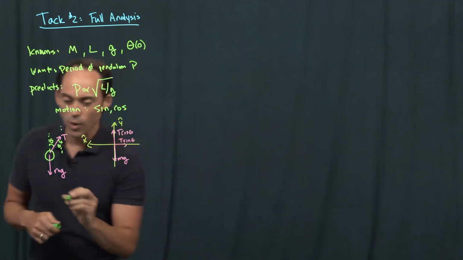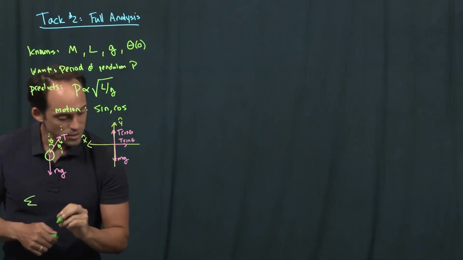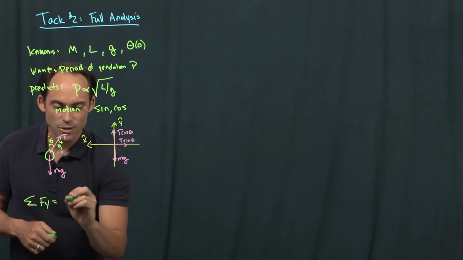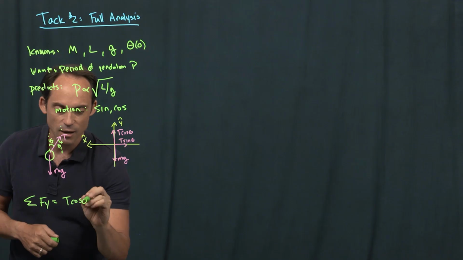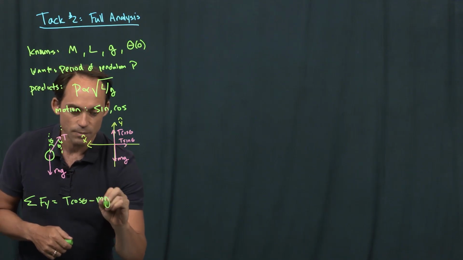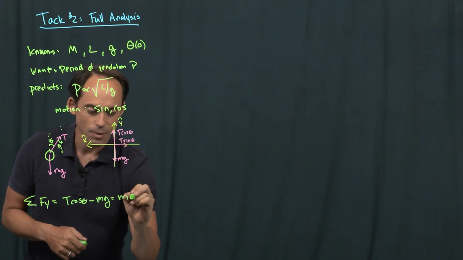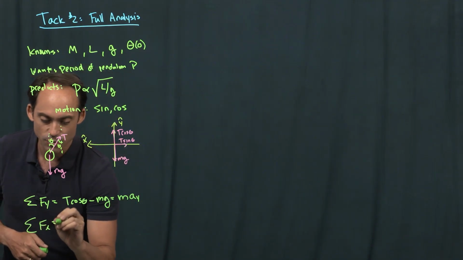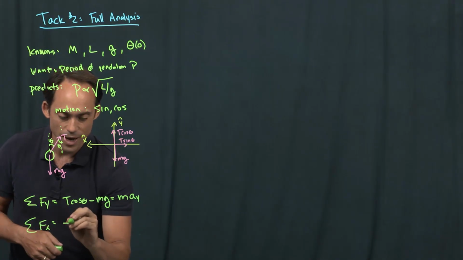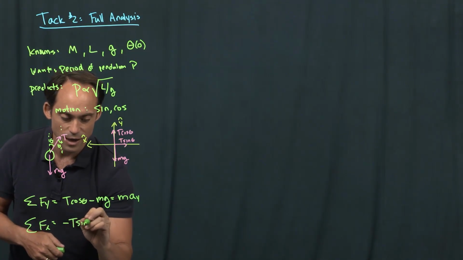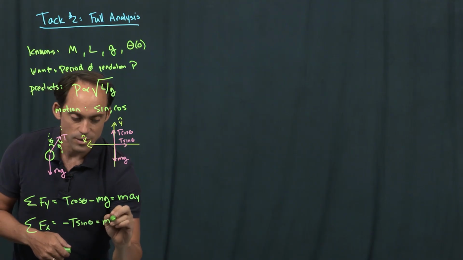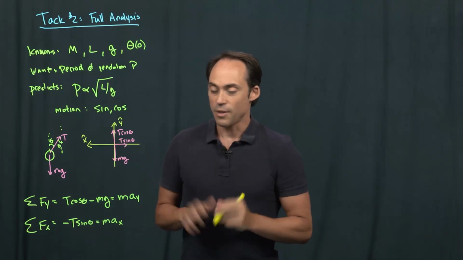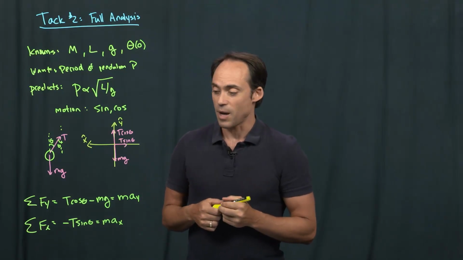Let's go ahead and write our equations of motion. A sum of the y forces, looking at the vertical ones, that's going to be T cosine theta minus mg, and this is equal to the mass of the bob times its y acceleration. And the sum of the x forces is just minus T sine theta, and this is equal to the mass times the x acceleration. And those are the equations of motion that I can write down for this bob.